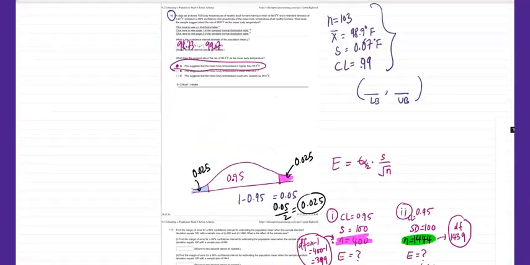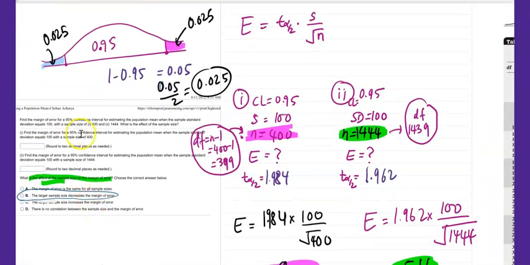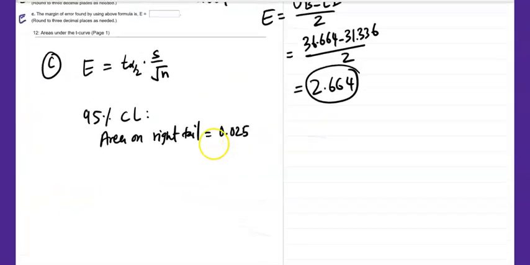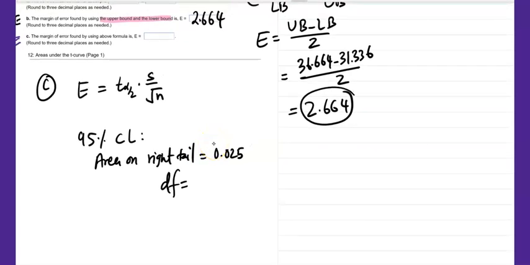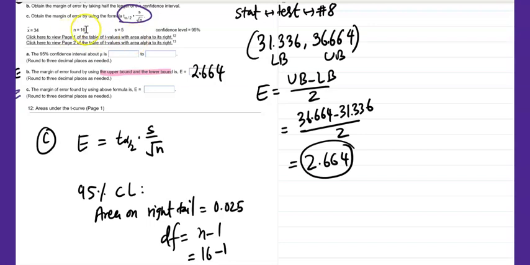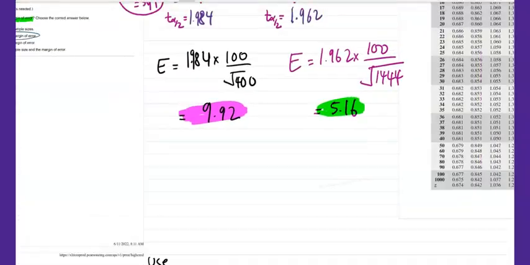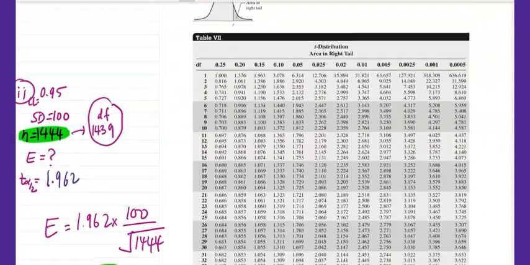See, in the last question, for 95% confidence, we found the area on the right tail is 0.025. But the degree of freedom is different. What's the degree of freedom in this case? The degree of freedom is sample size minus 1, which is 16 minus 1, because there is a 16 here as the sample size, so 15. So I'm looking for the critical value for t using 15 degrees of freedom and 0.025 as the area. Let me find it in the table.